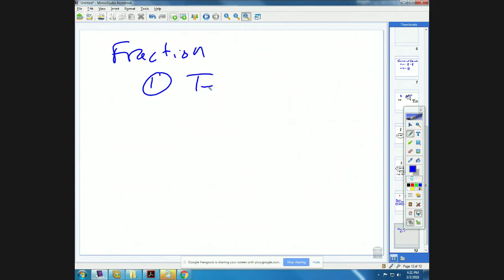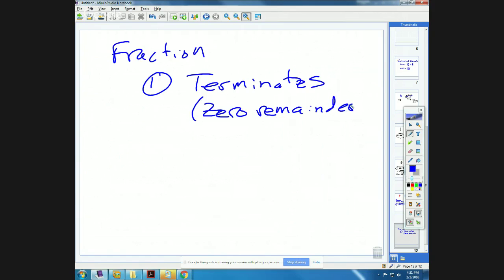The decimal terminates. That means you hit a 0 remainder somewhere. The second option is it repeats. And the repeat means you never hit 0, but you always have a fixed set of remainders.